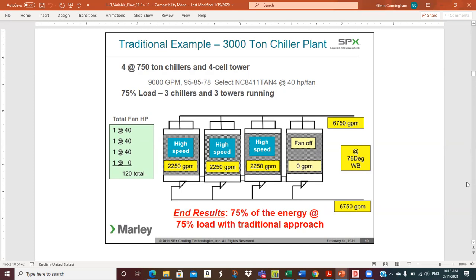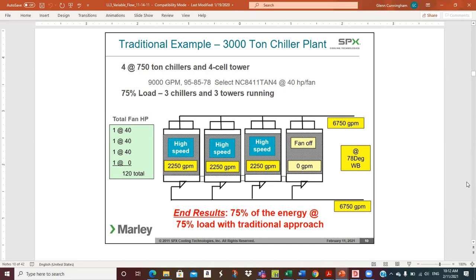So we only have to run 3 chillers. Okay, so the old way of doing it is to run 3 chillers and 3 towers. If you look at the fan horsepower, you've got 3 chillers at full load. So you've got 40, 40, and 40, because each cell has 40 horsepower. Okay, so we're at 120 horsepower.